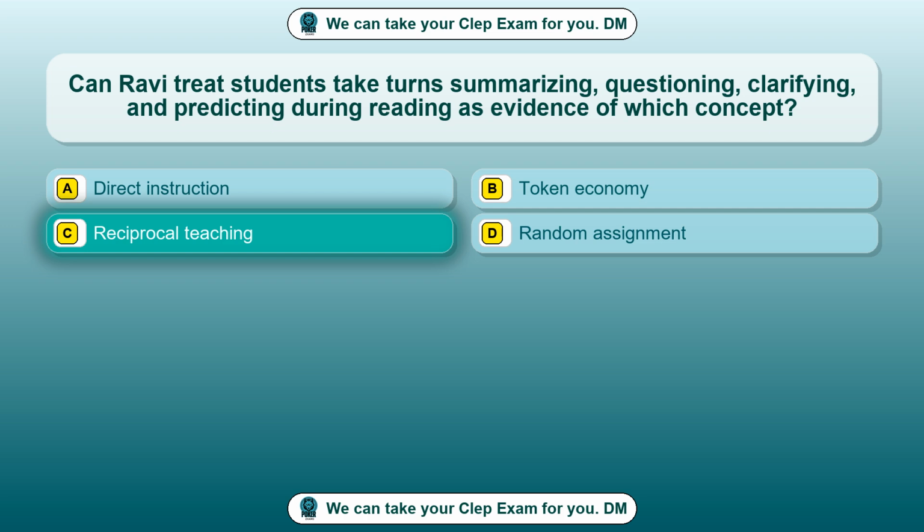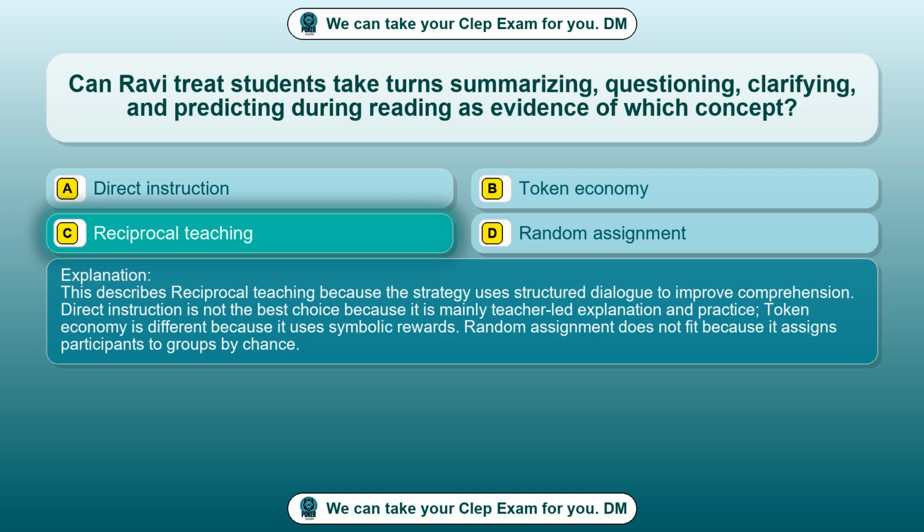Reciprocal teaching. This describes reciprocal teaching because the strategy uses structured dialogue to improve comprehension. Direct instruction is not the best choice because it is mainly teacher-led explanation and practice. Token economy is different because it uses symbolic rewards. Random assignment does not fit because it assigns participants to groups by chance.